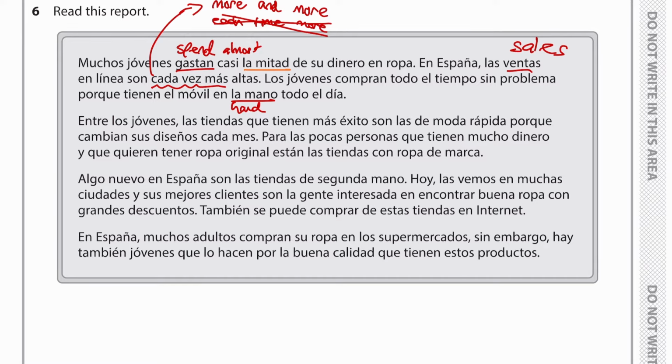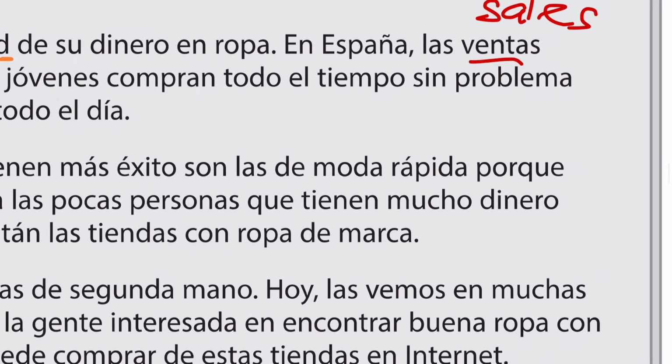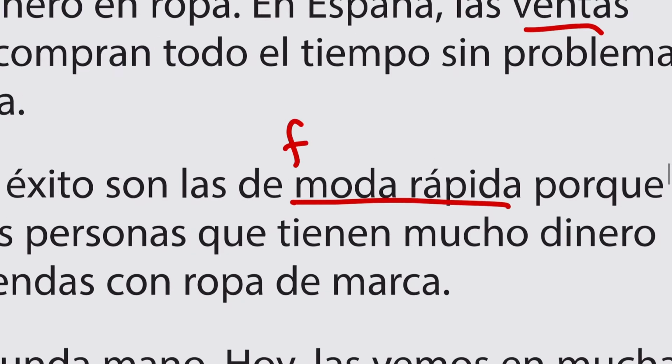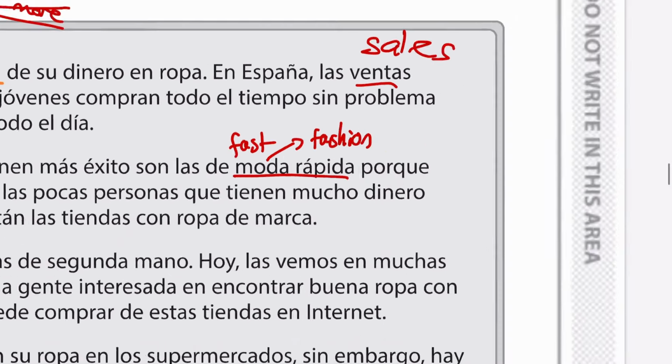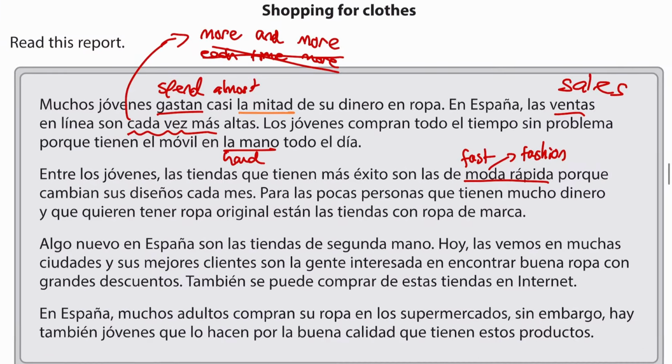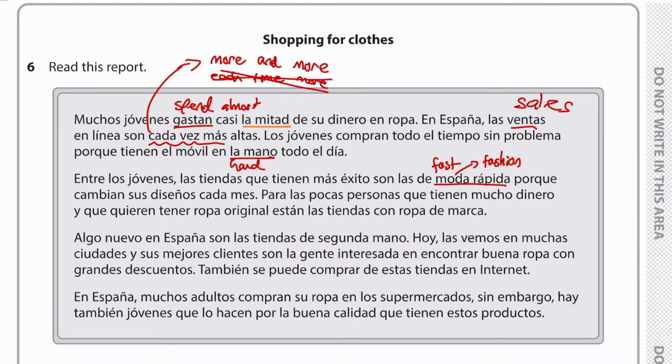Entre los jóvenes, las tiendas que tienen más éxito son las de moda rápida. Really important word. Fast fashion. This word means fast, and moda is fashion. Porque cambian sus diseños cada mes, fair enough, para las pocas personas que tienen mucho dinero y quieren tener ropa original. Están las tiendas con ropa de marca. So see this word marca again. Designer clothes. So teenagers buy fast fashion, and the few people who have money will buy original clothes, designer clothes.